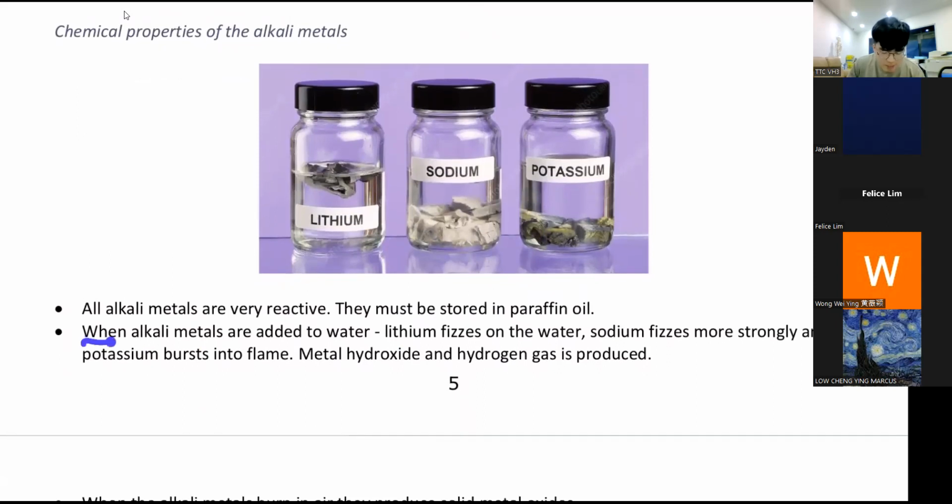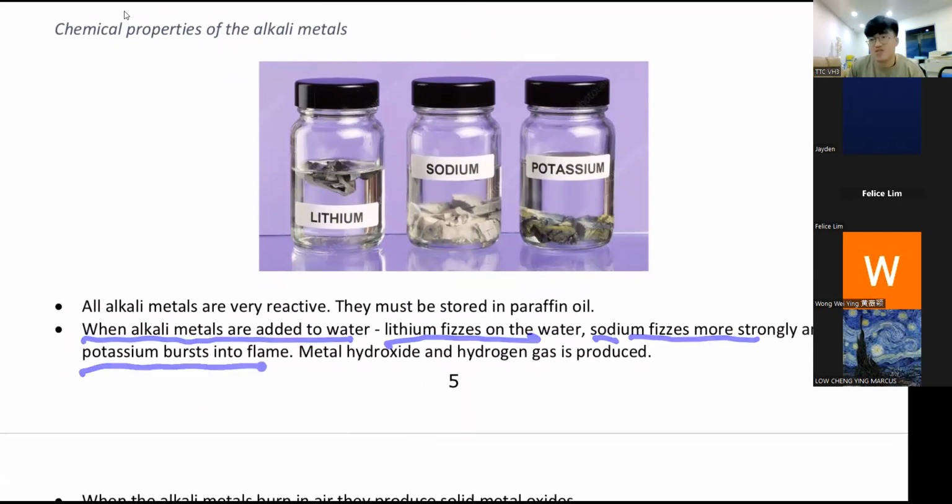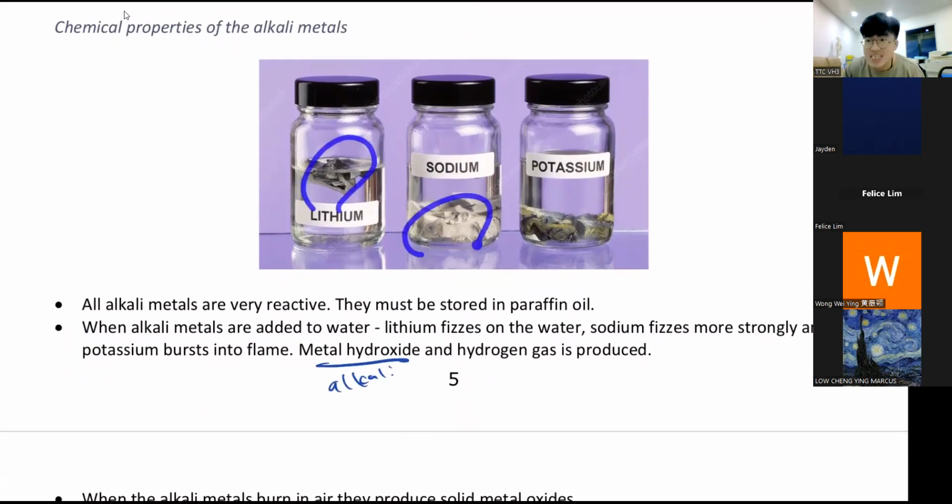So when alkaline metals are added to water, lithium fizzes on the water, sodium fizzes more strongly, and potassium bursts into flame. They just explode. Metal hydroxide and hydrogen gas is produced. This thing is alkaline. That's why we call them alkaline metals, because they form alkaline.